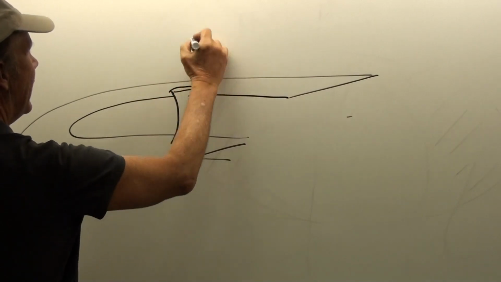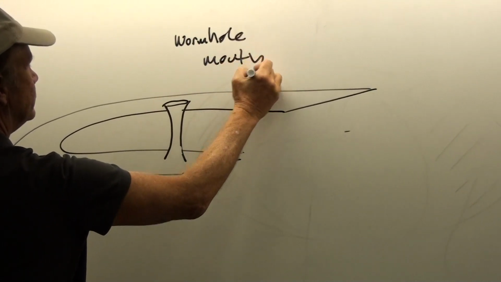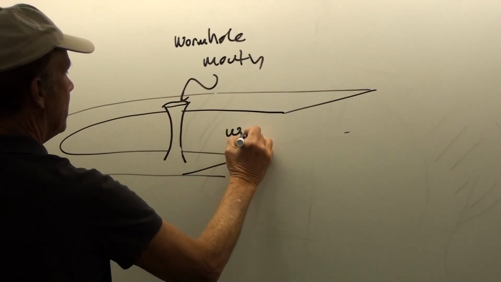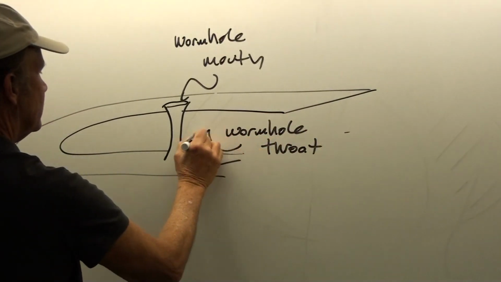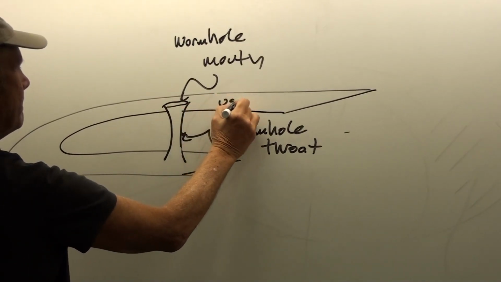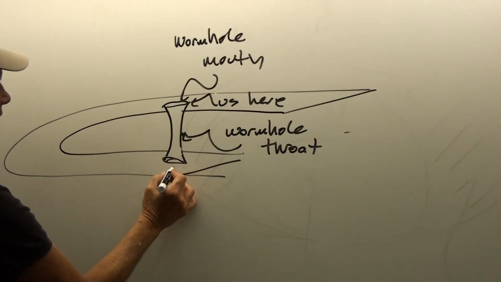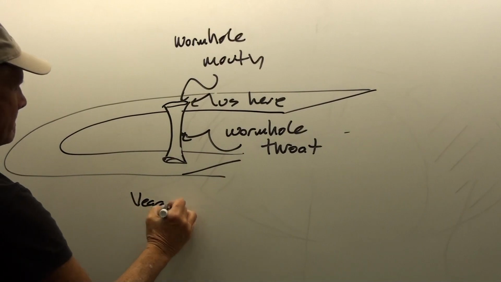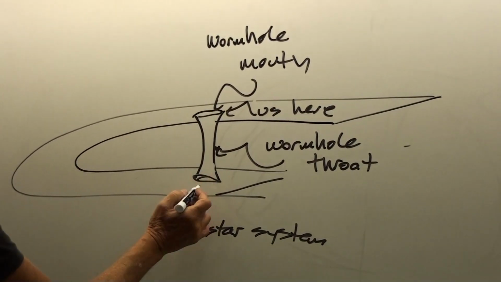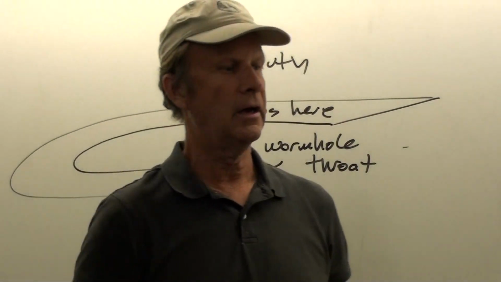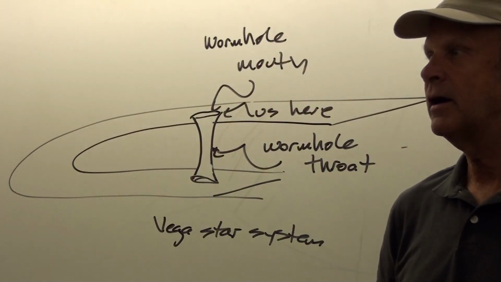But this would be the wormhole mouth. This would be the wormhole throat. So this might be, say, us here on the Earth. And now here, this could be, say, on this side, the Vega star system. So this would be perhaps a huge benefit to anyone who wants to explore the universe.